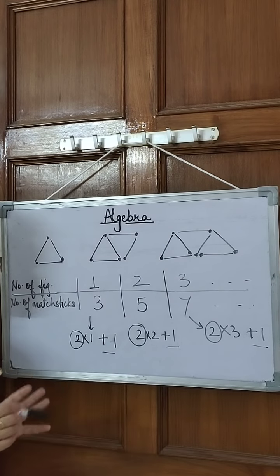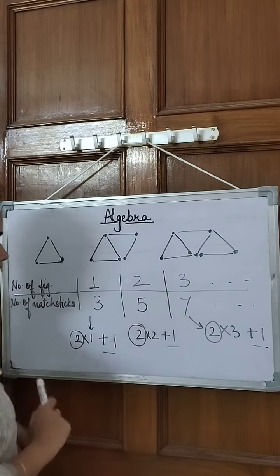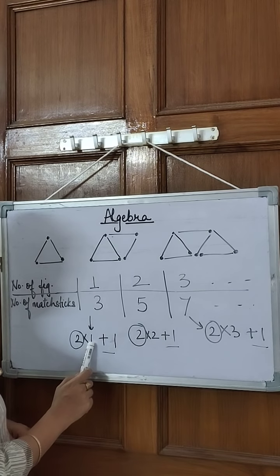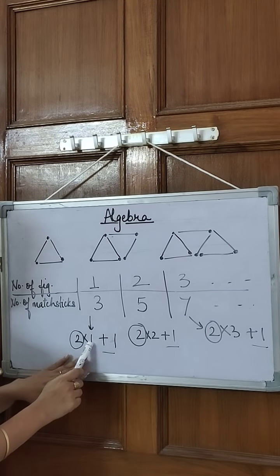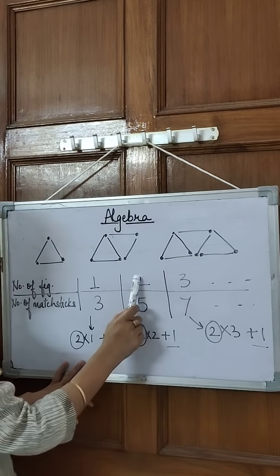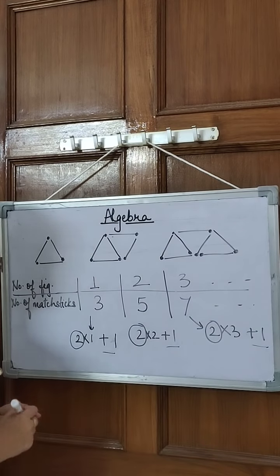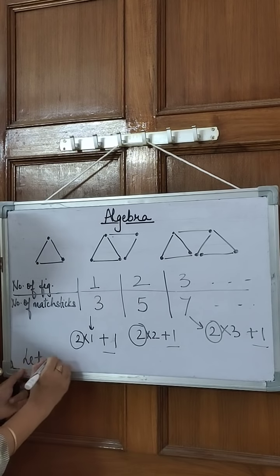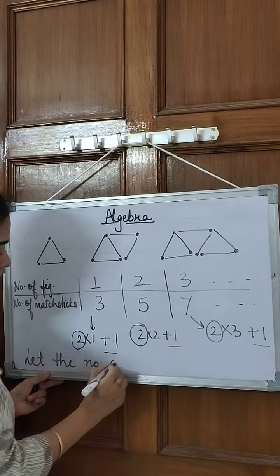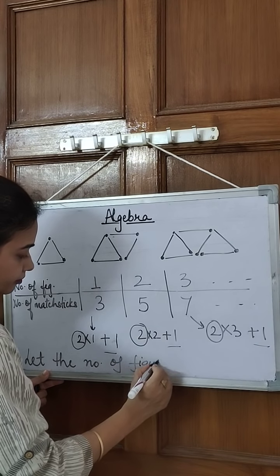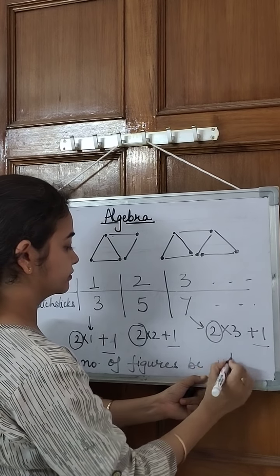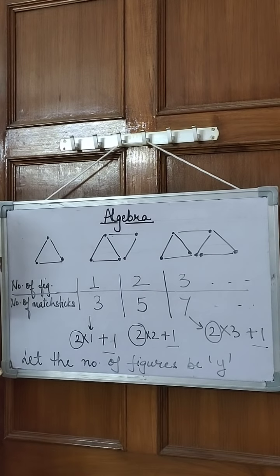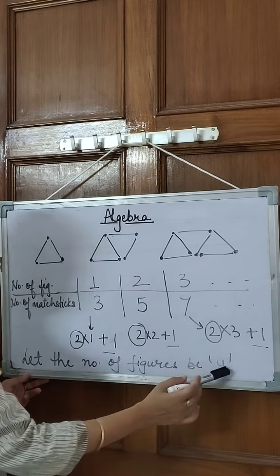So the pattern that we have developed here is 2 constant everywhere, 1 constant everywhere. Variable here is 1, 2, 3. So this 1, 2, 3 represent what? The number of figures. Number of figure 1, number of figure 2, number of figure 3. So what we can say, that let the number of figures be, let's this time take it as y. I am taking different variables now. Okay. So let the number of figures be y.